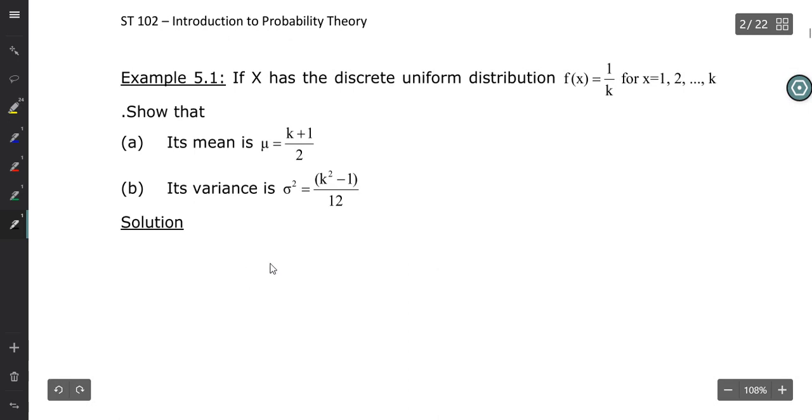Example 5.1. If x has the discrete uniform distribution where P(x) is 1 over k for x going from 1 to k, show that the mean is (k plus 1) over 2 and the variance is (k squared minus 1) over 12. So let's start with the definition and try to find the exact expression for the mean and the variance.